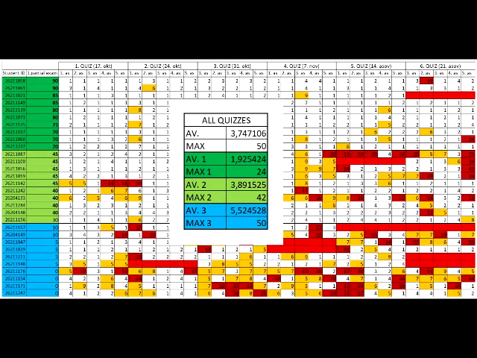The average of repetitions for all questions and for all students was 3.79. Now group 1 had an average of 1.9, group 2 had an average of 3.89, and group 3 had an average of 5.52. So we see the difference already here.